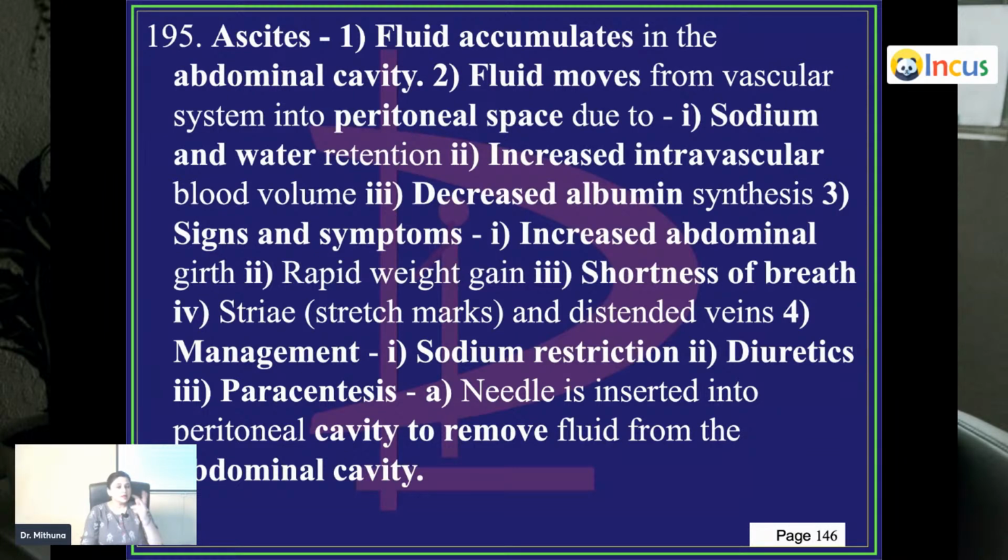Second, excessive fluid accumulation can occur around the heart in the pericardial region, or in the lungs in the pleural cavity, if there is low albumin, increased intravascular volume, or sodium and water retention. Even there it can occur, leading to SOB, shortness of breath. The patient can have striae or stretch marks and distended veins over the abdomen.